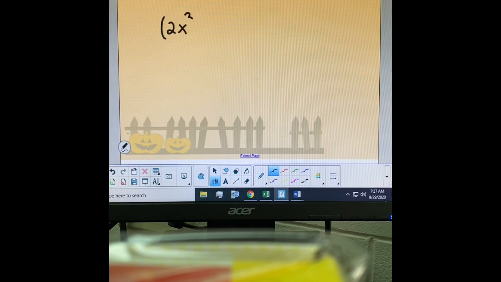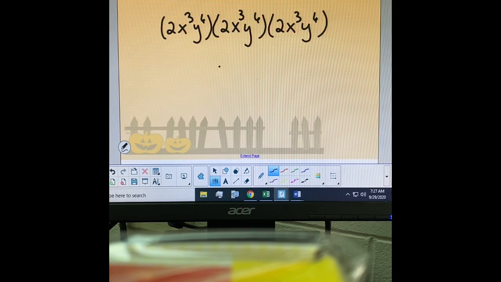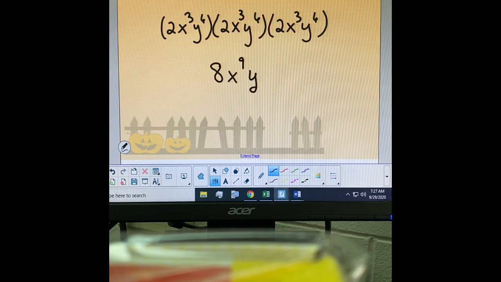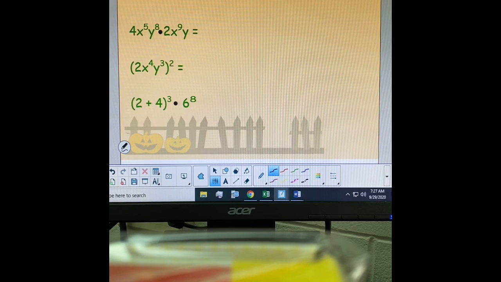Number 12 gets completely cut off. 2x cubed, y to the 6th, cubed. I'm going to expand this one out. 2 times 2 times 2 is 8. X cubed times x cubed times x cubed is x to the 9th. And y to the 6th times y to the 6th times y to the 6th is y to the 18th.